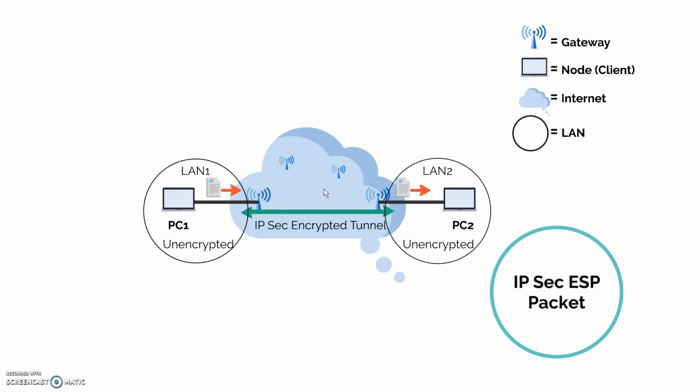After the packet reaches its destination gateway, the packet will be decrypted and sent through the destination LAN, which in this case will be LAN 2, ultimately reaching its correctly established client, PC2. And last but not least, the foundation that makes up ESP and AH packets.